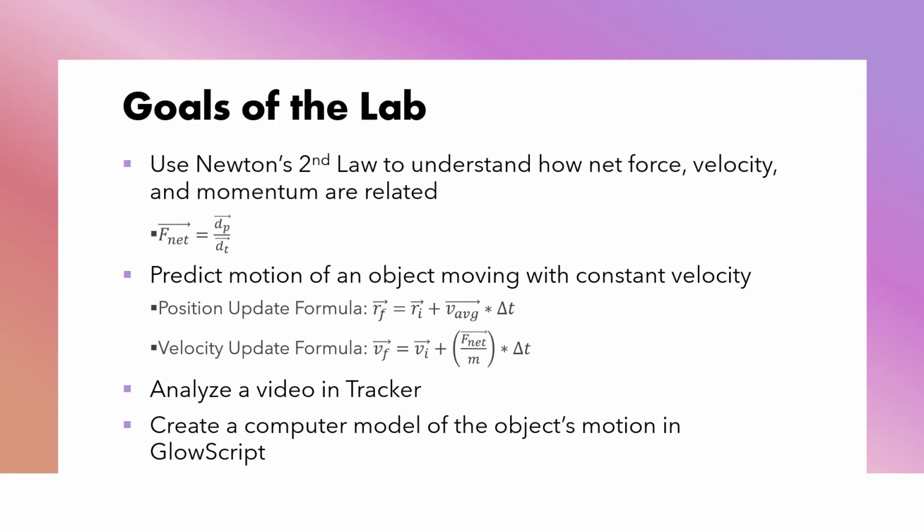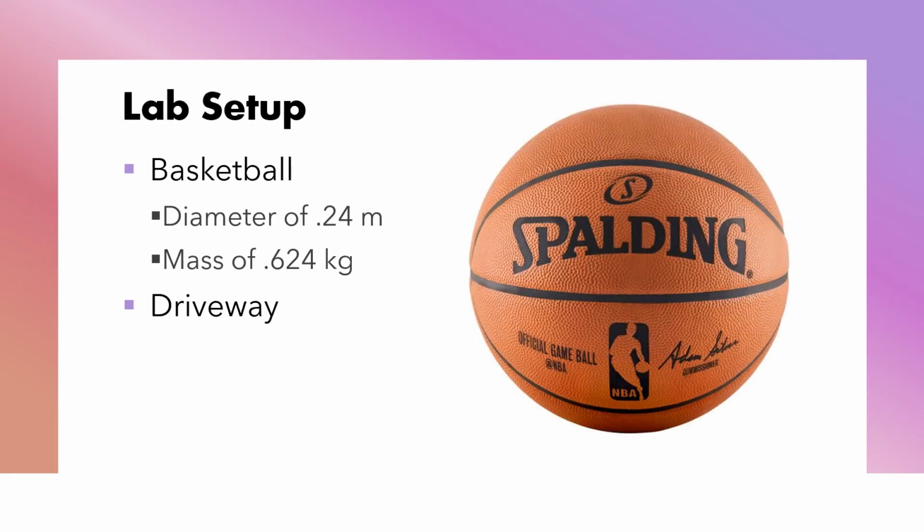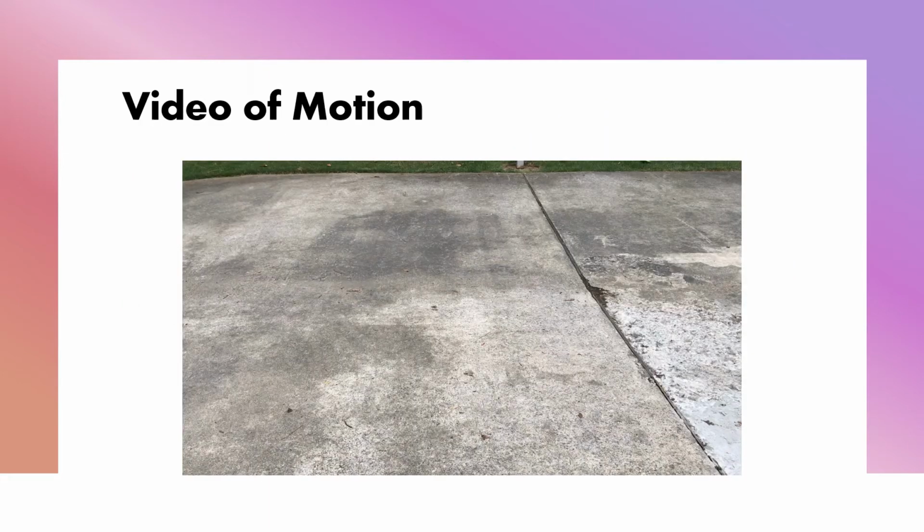Before we could create our program in GlowScript, we first had to analyze a video in Tracker to obtain the initial position and initial velocity of the object, which are both values needed to create our computer model in GlowScript. I recorded a standard basketball motion, which has a diameter of approximately 0.24 meters and a mass of approximately 0.624 kilograms. This data was used to calibrate the motion in Tracker and initialize the computer model in GlowScript. I recorded the basketball motion on a driveway, which was a hard surface, to hopefully minimize the force of friction.